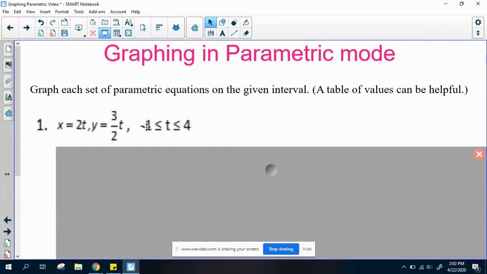What I would do first is plug in -1 for t in the x equation and the y equation, and I would go all the way up to 4. Then I have a series of points, x, y, and I can just plot them on the coordinate plane.